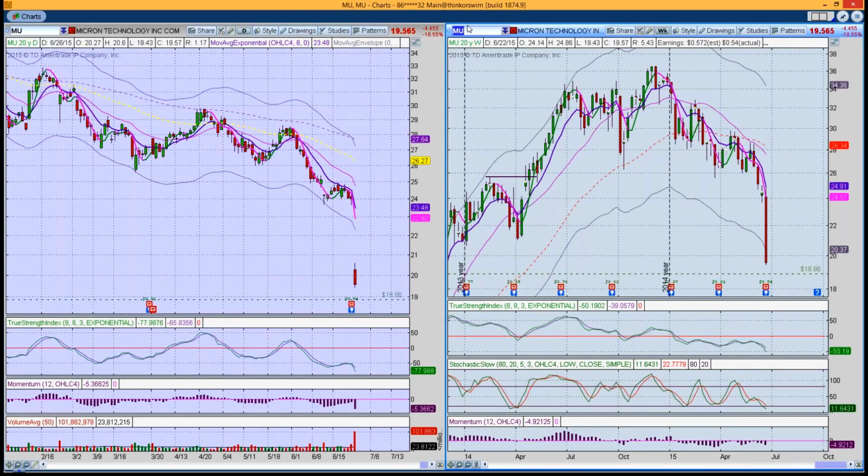Let's see. David makes a point that the S&P 500 has more stocks than the NASDAQ 100. That is correct. But I think the composite has more than the S&P.